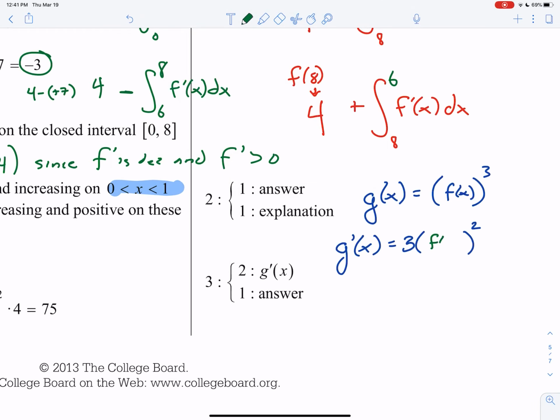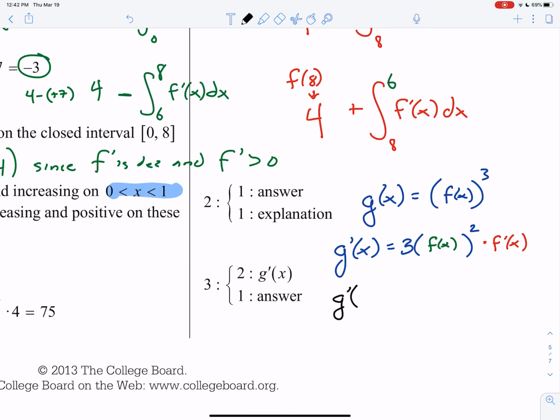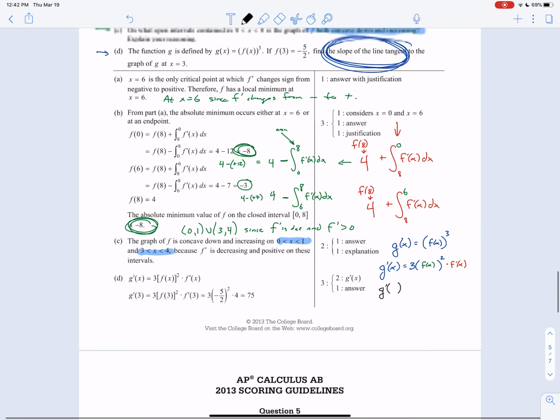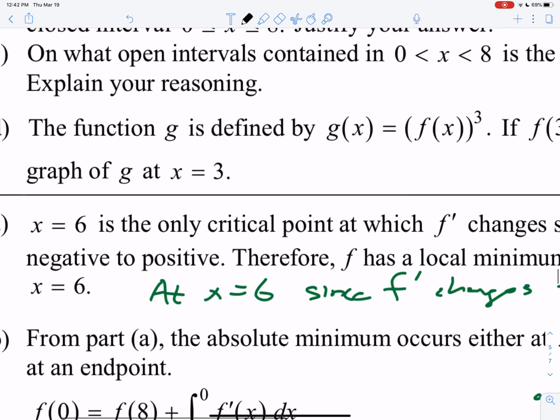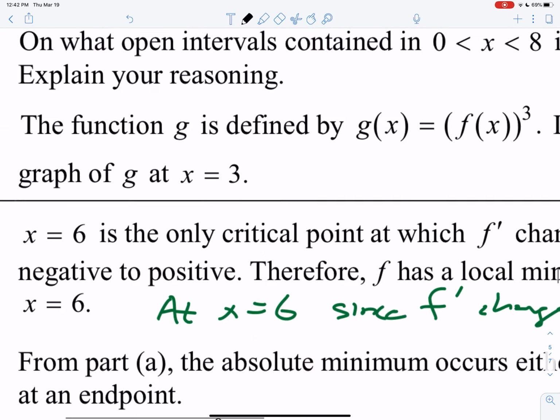So specifically, we want to find the slope when x is, I believe, 3. Let me double check. Yep, when x is 3. So here we go. So we're going to plug in g prime of 3 equals 3 times f of 3 quantity squared times f prime of 3. Okay, that's the easy part.